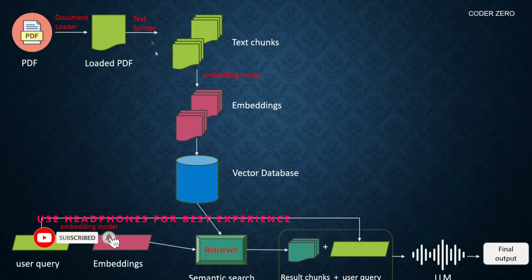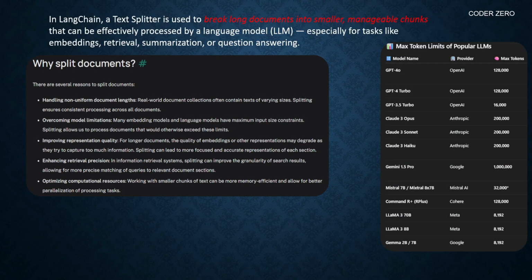Today we'll be talking about TextSplitter, which we have here in our pipeline. So what is a TextSplitter? A TextSplitter is used to break long documents into smaller manageable chunks. So why do we need TextSplitter here? Why do we need to split larger documents into smaller chunks?